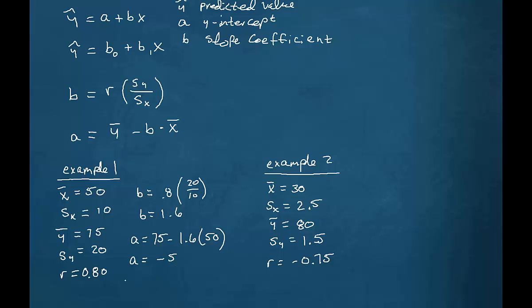So this model then would be given this way: y hat, the values that would be predicted for the y variable, would be equal to a, minus 5, plus b, 1.6, times x.